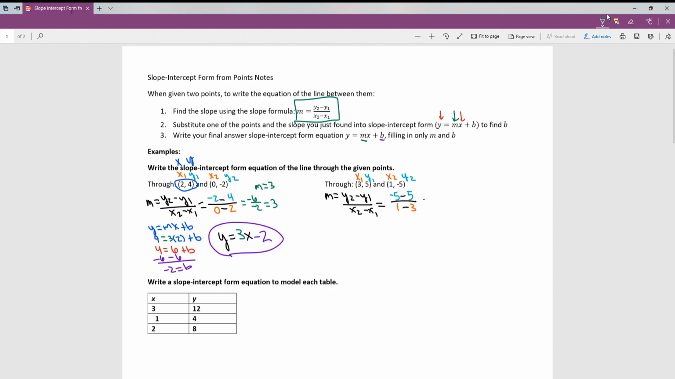Negative 5 minus 5 is negative 10. 1 minus 3 is negative 2. Negative 10 divided by negative 2 is positive 5. So our slope, or our m, is 5.